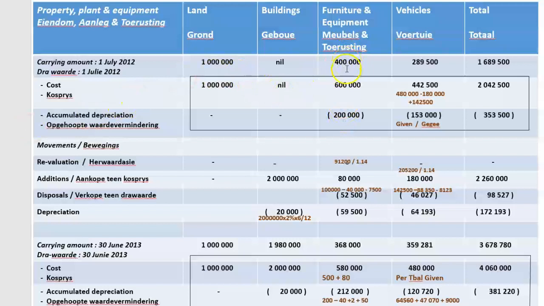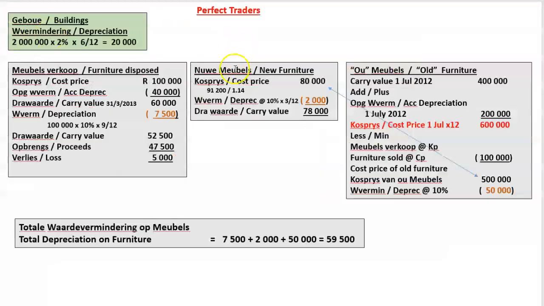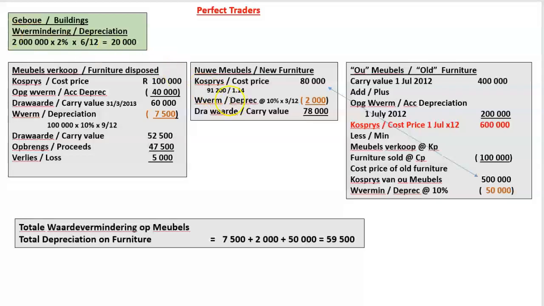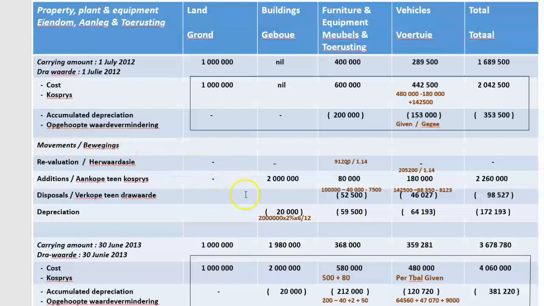Then what happened to furniture during the year? Were there any additions? Did I buy any new furniture? Yes, there was the cost price of new furniture purchased, 80,000 Rand. Did I actually dispose of any furniture during the year? And if I did, I want to show it at the carrying value of the furniture disposed of. So here I've disposed of my furniture and the carrying value at the date of disposal was 52,500. What was my total depreciation charge for the year?